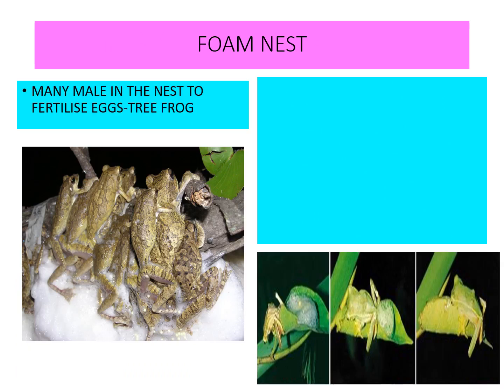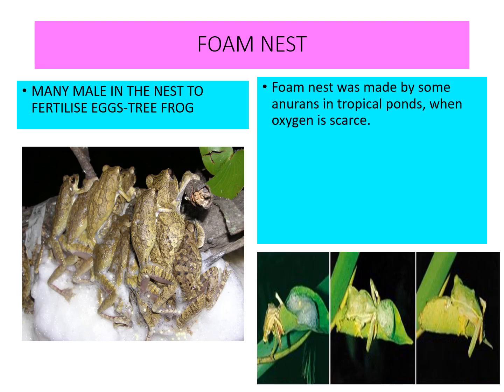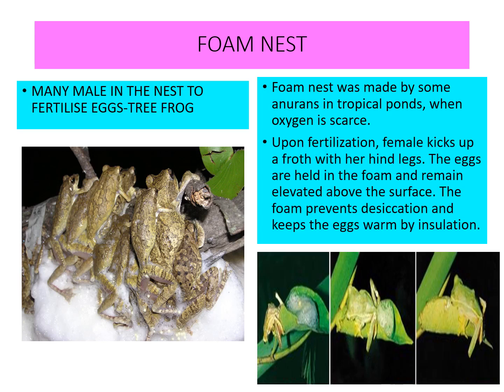Now coming to the foam nest, many males in the nest are there to fertilize the eggs. It is in the case of the tree frog. Foam nests are made by some anurans in tropical ponds where oxygen is scarce. Upon fertilization, the female kicks up a froth with her hind leg. The eggs are held in the foam and remain elevated above the surface. The foam protects against desiccation and keeps the eggs warm by insulation.